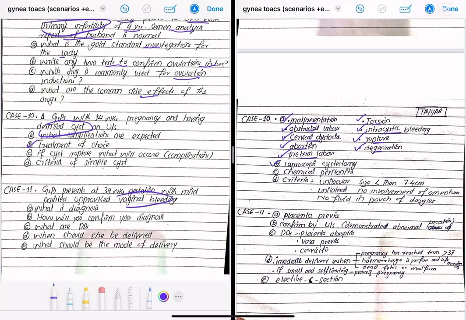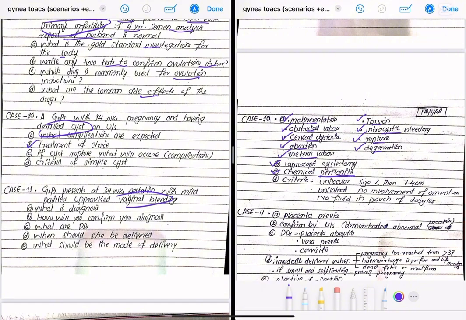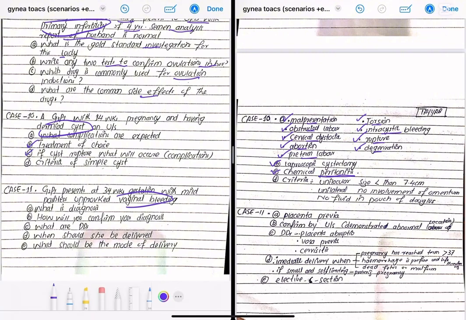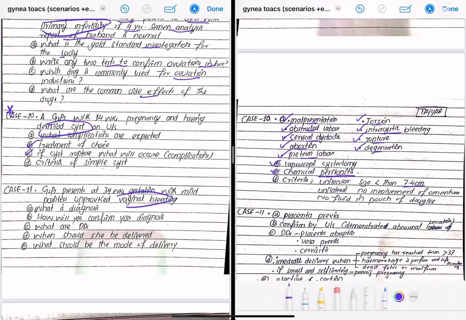If the cyst ruptures, what will occur? So the complication is chemical peritonitis. If the rupture of the cyst occurs, then chemical peritonitis will occur in the abdomen. Now, what are the criteria of a simple cyst? So the criteria are unilocular, size less than 7.4 centimeter, and unilateral, no involvement of omentum, and no fluid in pouch of Douglas.